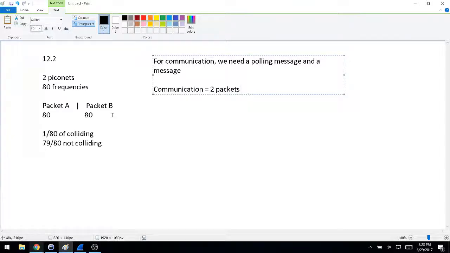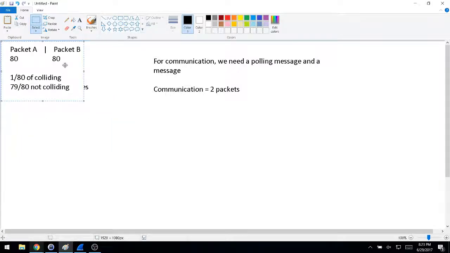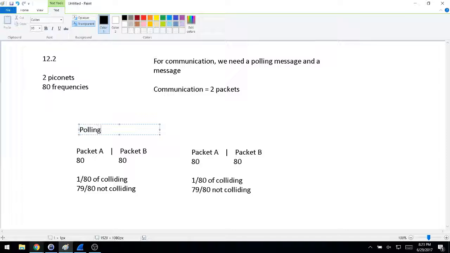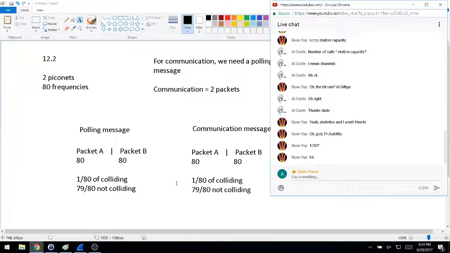But now we have to do this twice. We have packet A, we have packet B, and then we have to do this whole relationship again. This is the first message, and let's write this down here. That's our polling message, but then we also have our communication message. So we're basically repeating these odds twice. Statistically, how do we handle this? We're having the same communication happen twice. So we have a 1/80 chance of colliding, and then another 1/80 chance of colliding. These are two independent events, because one doesn't affect the other. But again, this is going into statistics a little too deep.